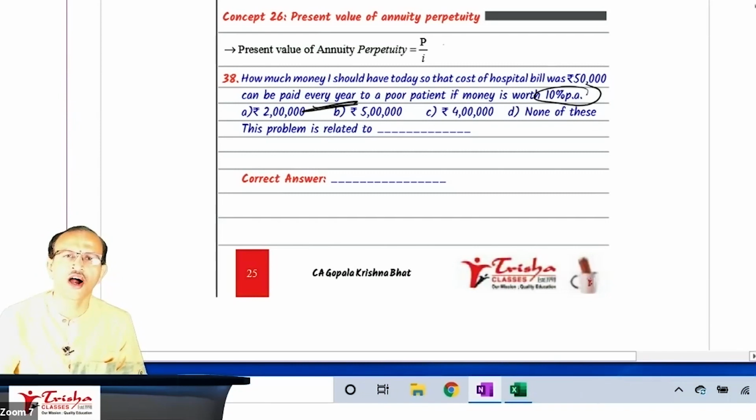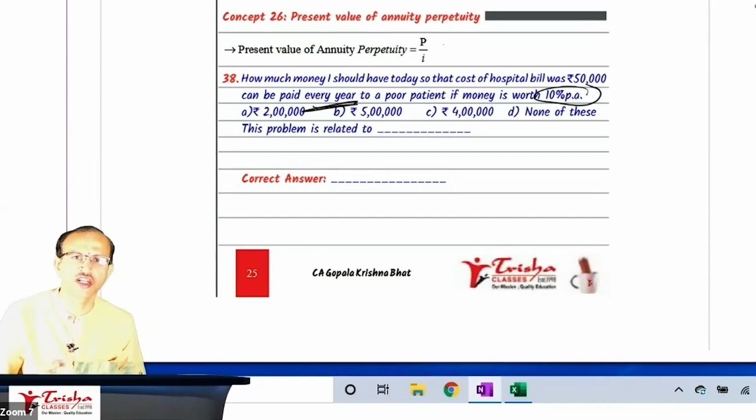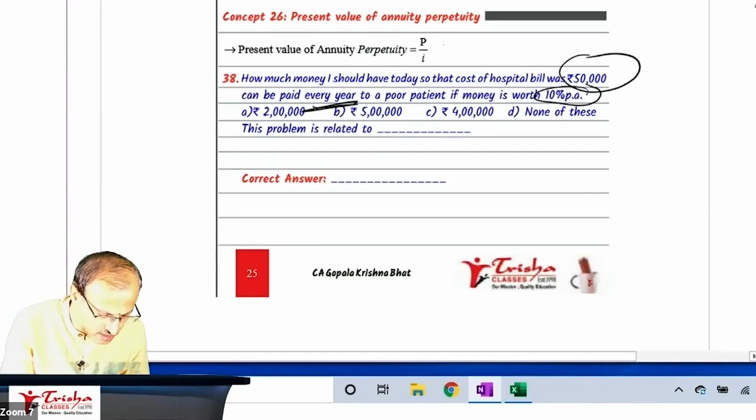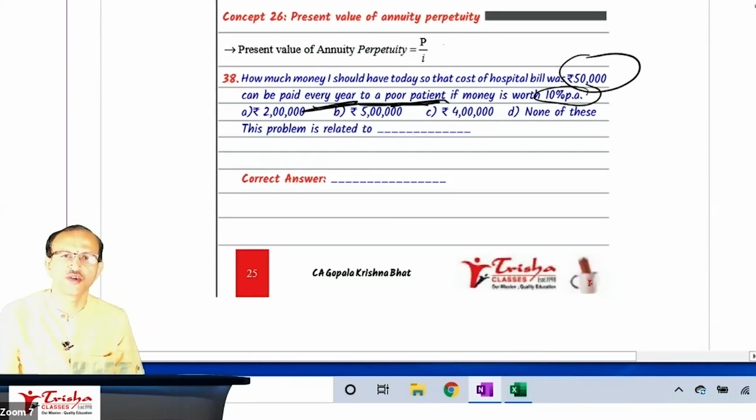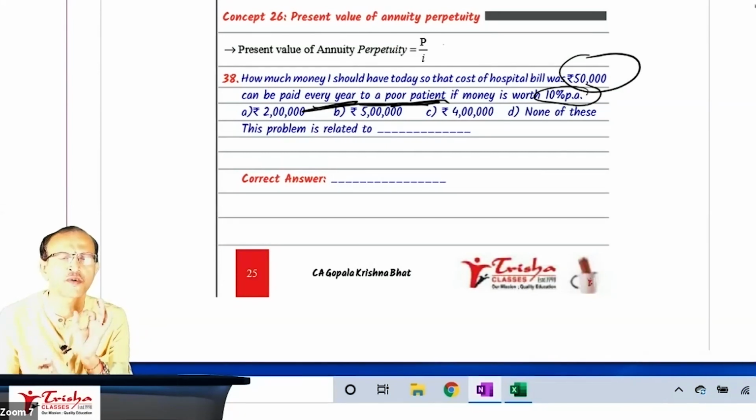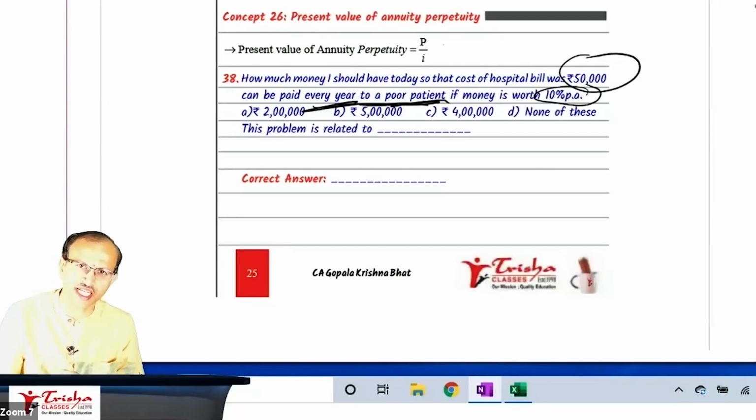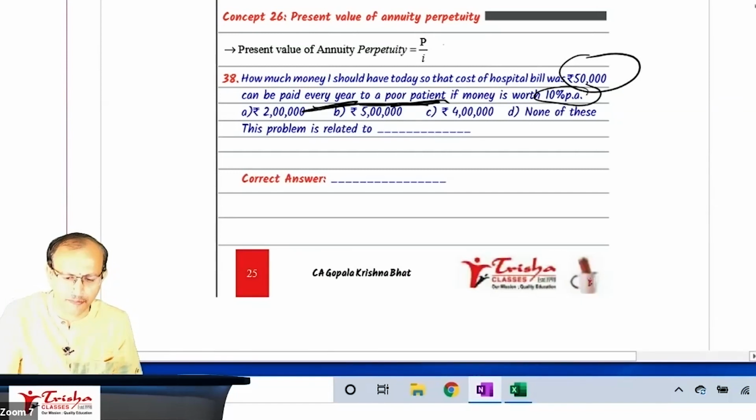After completing your course and you become a professional, you are working somewhere and you want to do some charity. You decide that every year you will pay 50,000 rupees of the hospital bill for a poor patient. You made a resolution that every year you are going to pay 50,000. And if money is worth 10%, the interest rate is 10%.